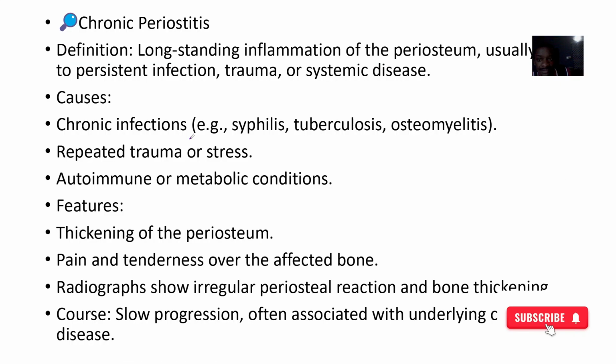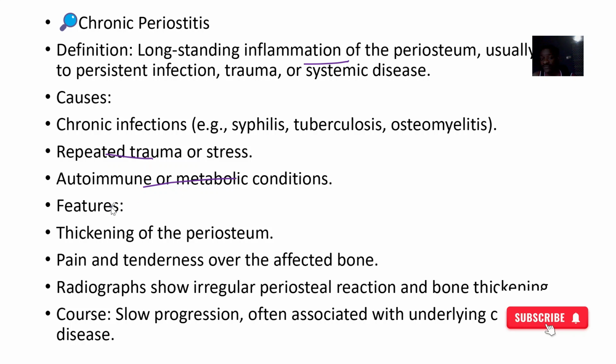If you are talking about chronic periostitis and diffuse periostitis, those are basically the forms that you're talking about. So chronic periostitis just simply means what? The inflammation has been there for a very long time. It's a long-standing inflammation, usually due to persistent infection, or trauma, or systemic disease. So causes: chronic infections, or repeated traumas or stress, autoimmune conditions, or metabolic imbalances.